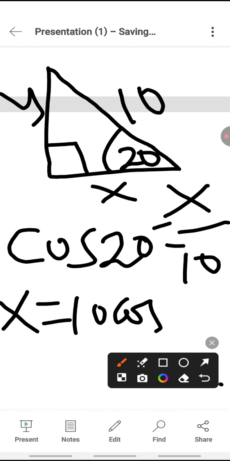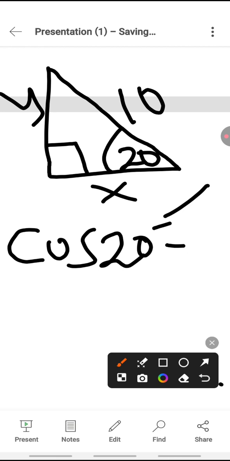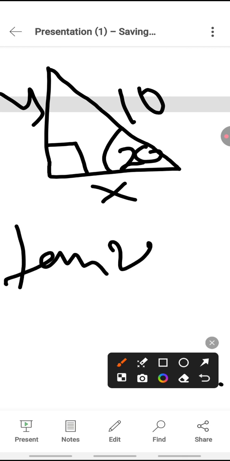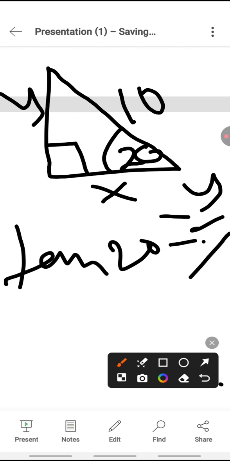Also, let's say we want to find tan 20, and I'll leave this for you to do. Tan 20 will be equal to the opposite, which is y, over the adjacent, which is x. So just substitute the value for y and also x into it, and then you are done.